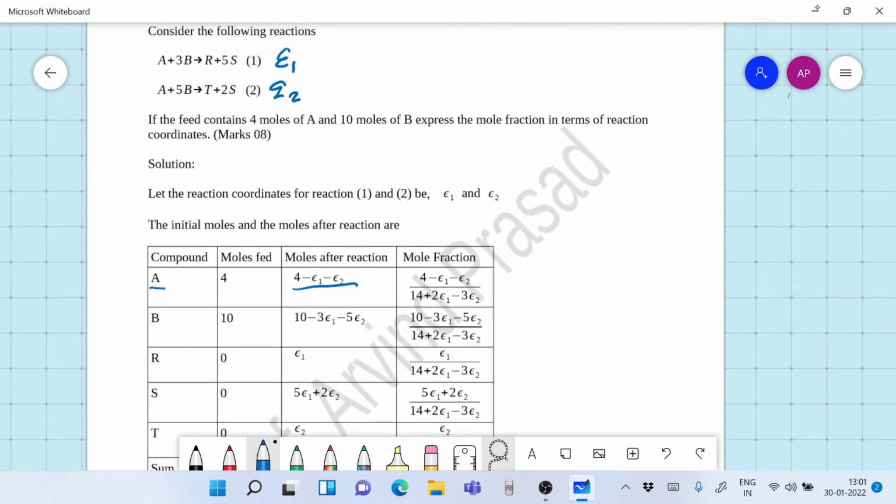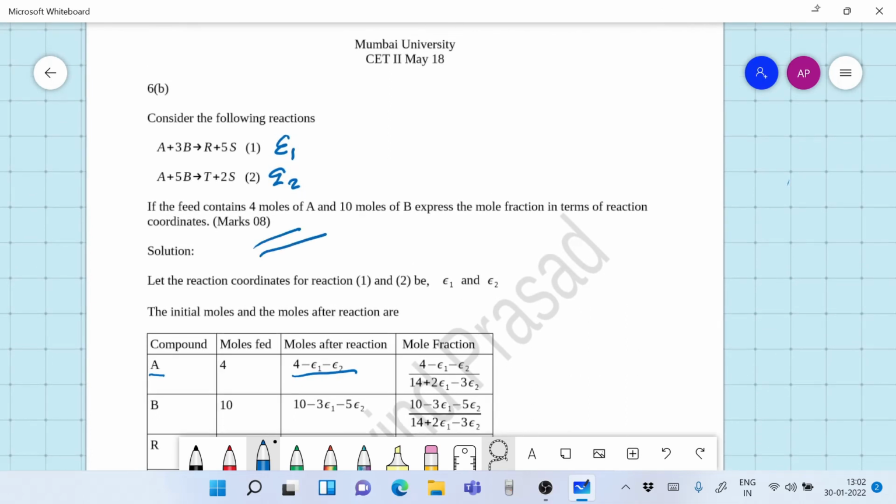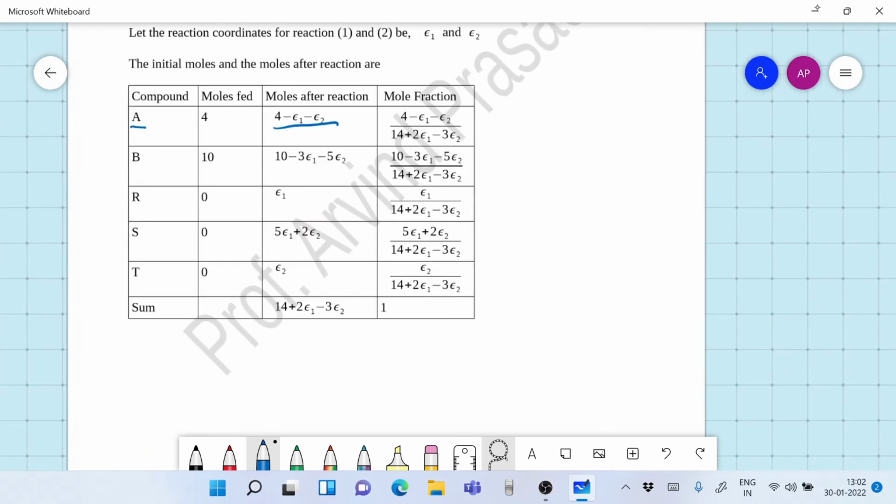Such a simple problem, and you get 10% of your exam paper straight in. So remember one thing, if you have understood the fundamentals correctly, then you can solve this. The fundamental is very simple. dN of any compound i is going to be nothing but nu i into d epsilon, with plus for a product and minus for a reactant.